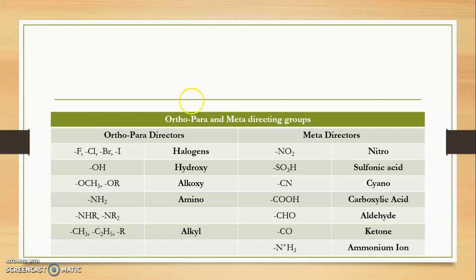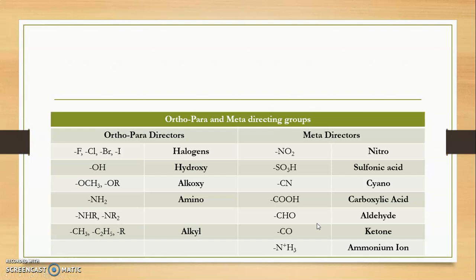Now let's see various examples of meta directors. One example that we have already seen is the nitro group. All these groups place a positive charge at the ortho and para positions, while the ortho para directors place a negative charge at the ortho and para positions. In addition to the nitro group, the sulfonic acid group is also a meta director. Then cyanide, carboxylic acid, aldehyde, ketone, as well as the ammonium ion, are all considered meta directing groups.